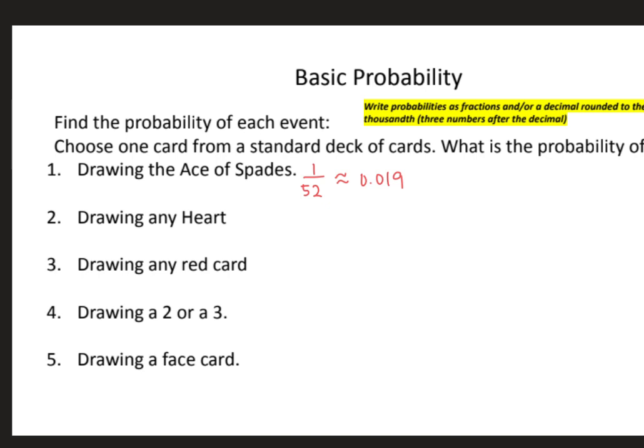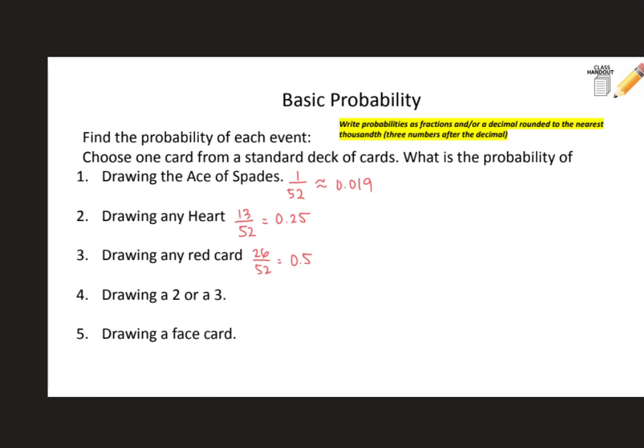Now drawing any heart. In a deck of cards, there are 13 hearts out of 52 total cards. So 13 over 52 as a decimal is 0.25. Drawing any red card. Well, in a standard deck of cards, there are 26 red cards out of 52. That's going to be 0.5 as a decimal.